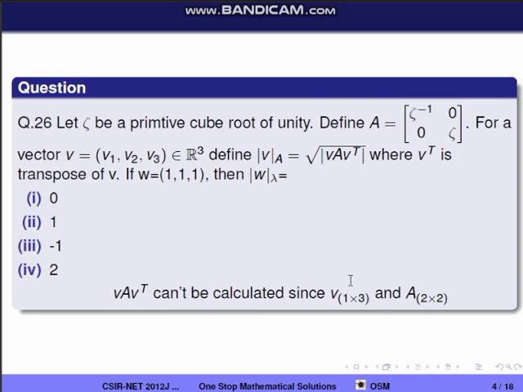Here if we look, V is a 1 cross 3 matrix and A is a 2 cross 2 matrix. Here the number of columns is 3 and the number of rows is 2. Hence these are not equal. So you cannot proceed with the matrix multiplication. Hence the question is actually wrong.